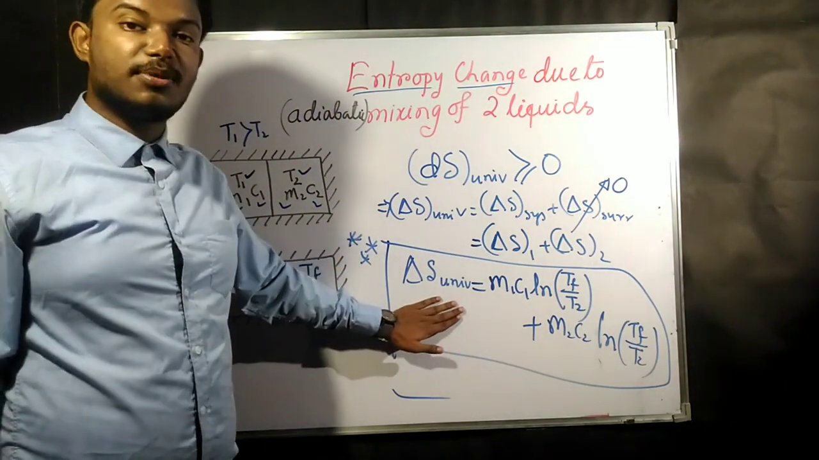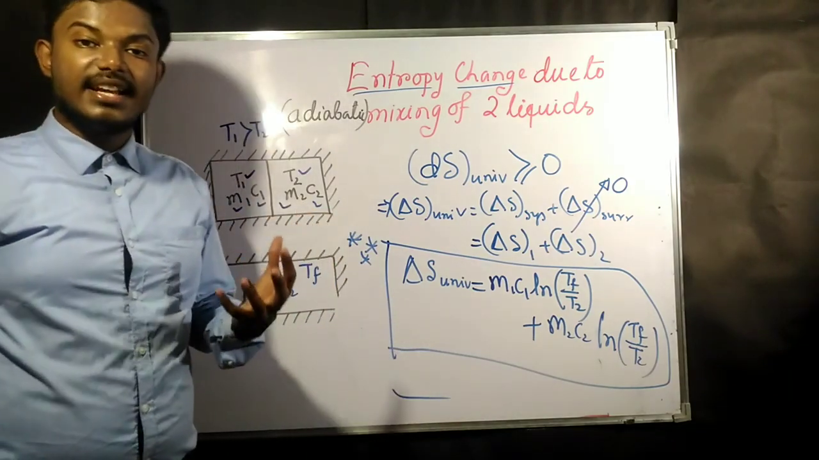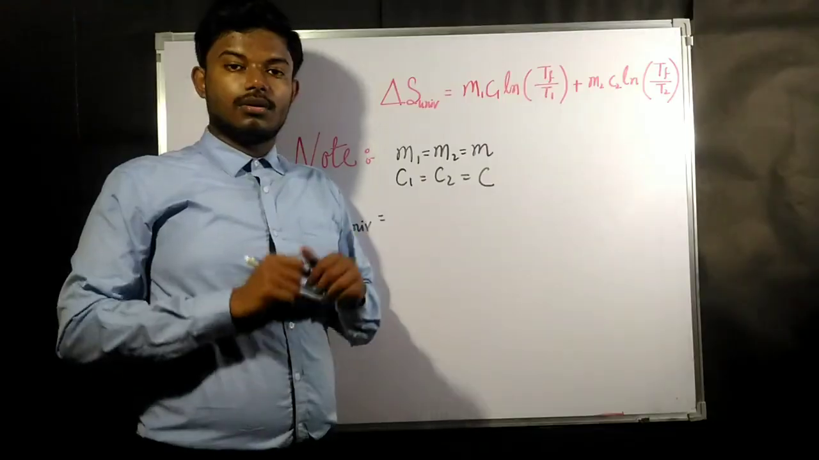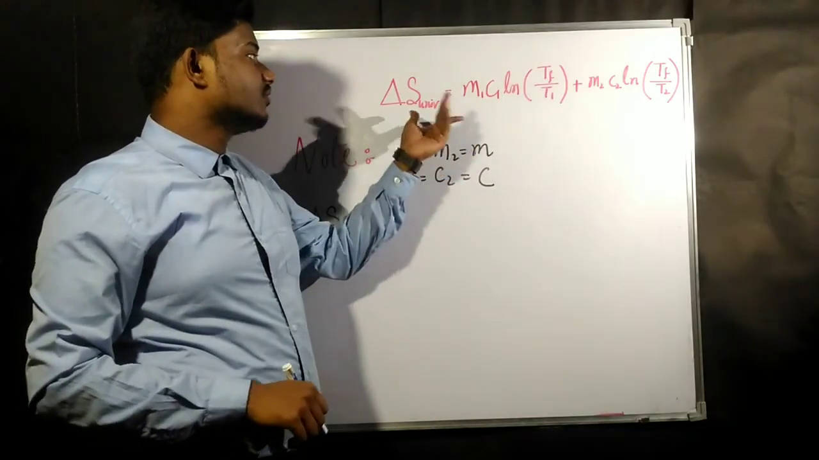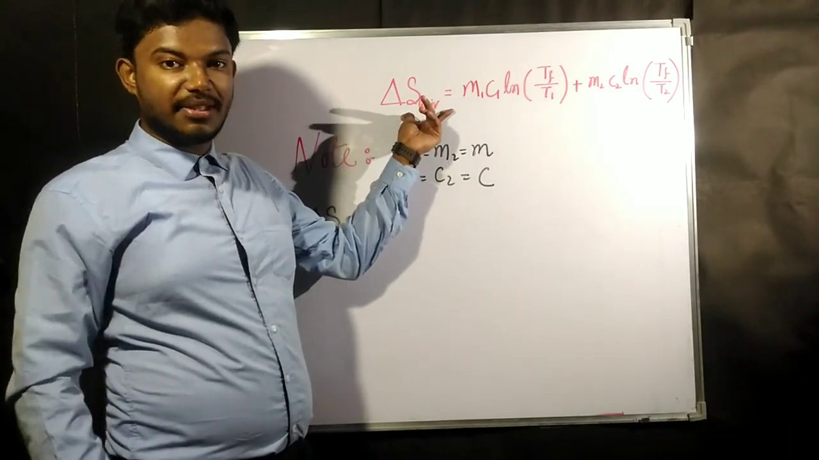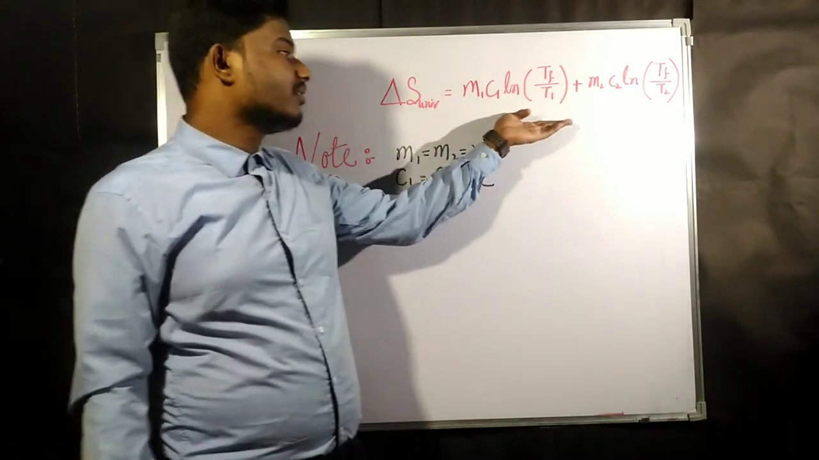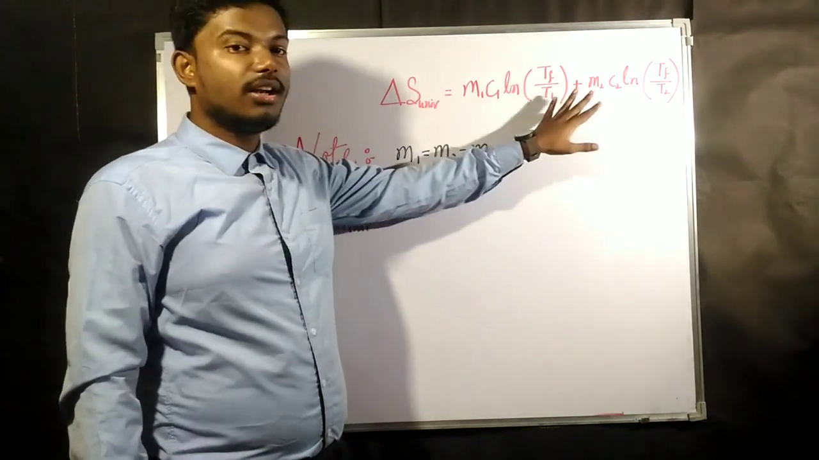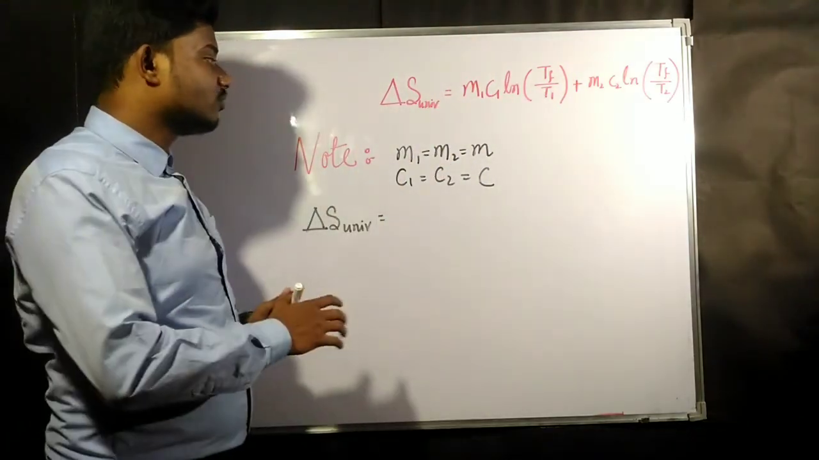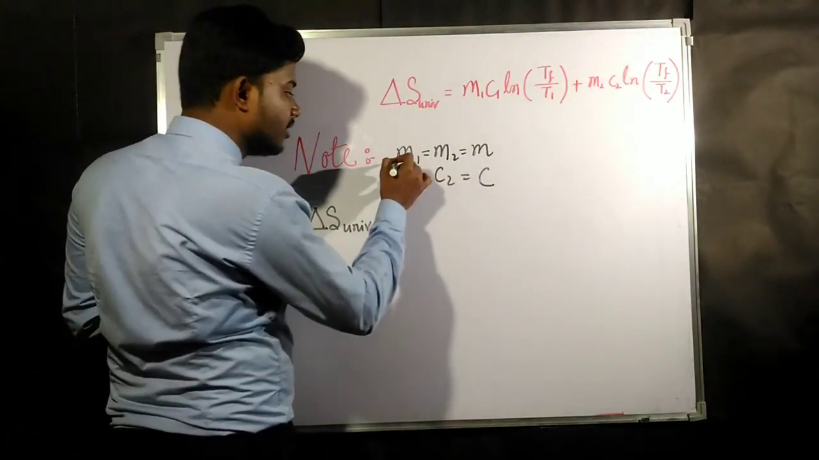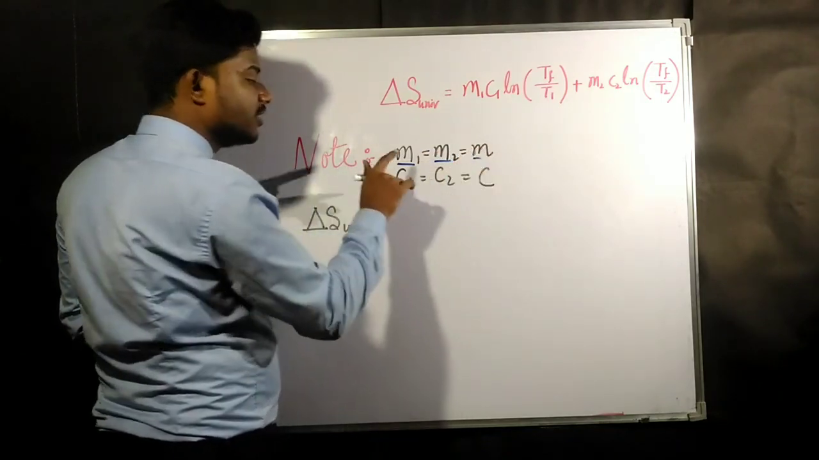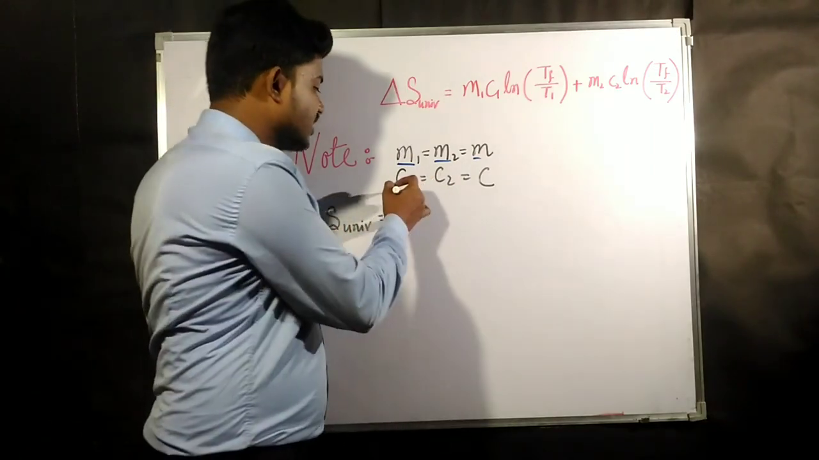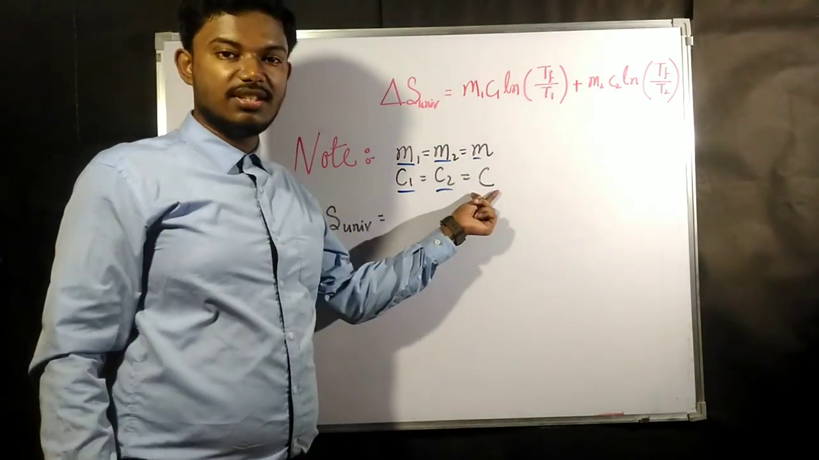This is the expression for the entropy generated due to mixing of two fluids. Now we are going to see a special case. For mixing of two fluids, this is our entropy change. As I have told earlier, suppose this is a special case where the masses of 1 and 2, the hotter fluid and the colder fluid, are the same, which is mass m, and the specific heat is also the same, which is C.